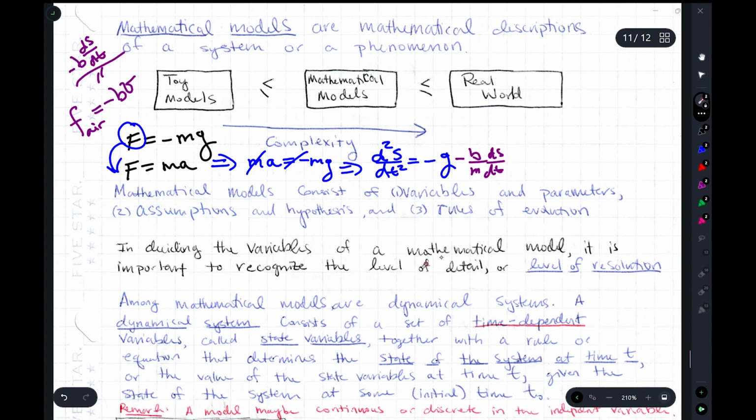So in deciding the variables of a mathematical model, it is important to recognize the level of detail or level of resolution. Okay. So again, going back to that example of a ball being thrown in the air, the level of resolution is how small we want to get, how granular we want to get. Are we going to include molecules in the ball? Are we going to include molecules in the air? And then use a Boltzmann equation or something from thermodynamics to characterize how the particles in the air are moving. That's too granular.